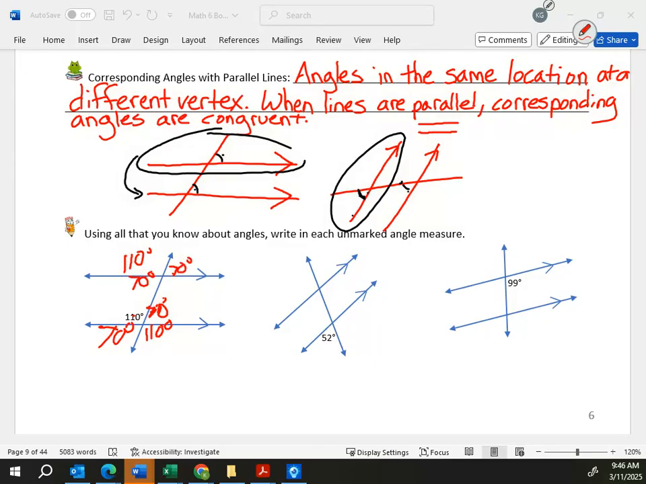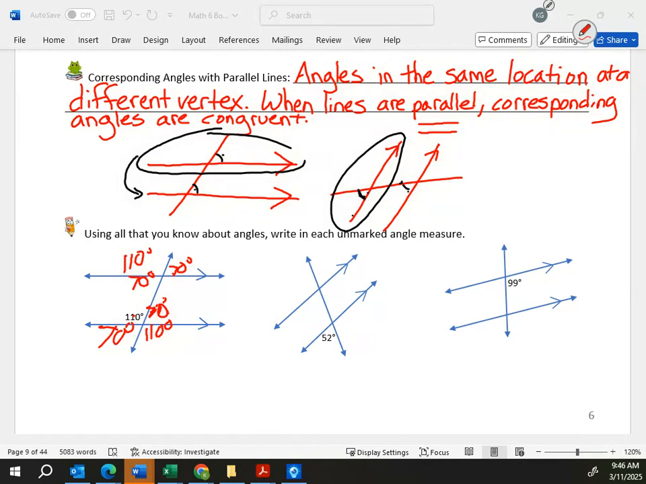Now, there are 3 different ways Emma can know that that is 70 degrees. One is it is a vertical angle to the other 70 degrees. They share that vertex and they're opposite. Another way is it is supplementary with that 110 degrees. And a third way is it is corresponding with the 70 degrees down here. They are at the same location if we were to put it right on top of each other.